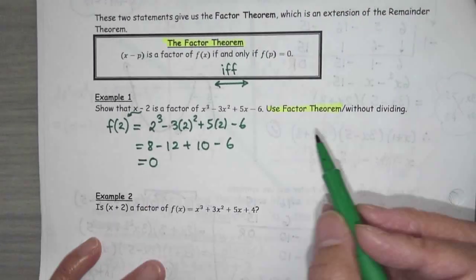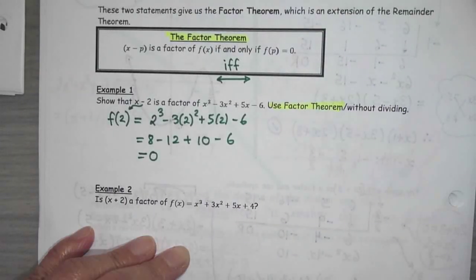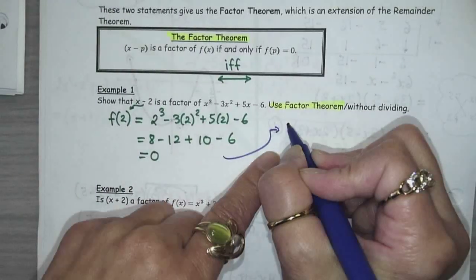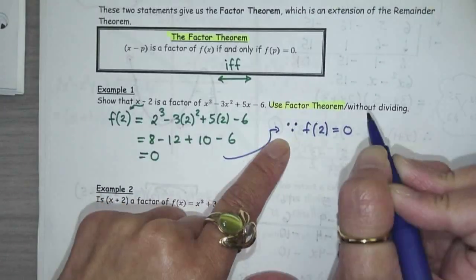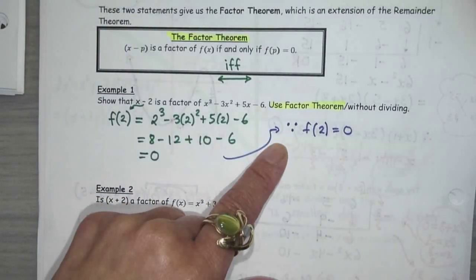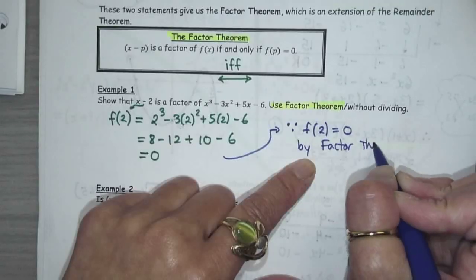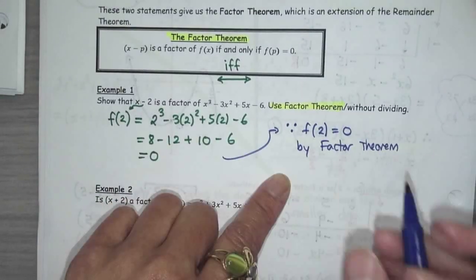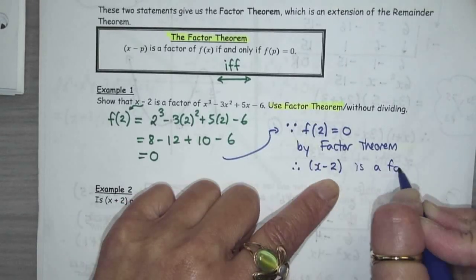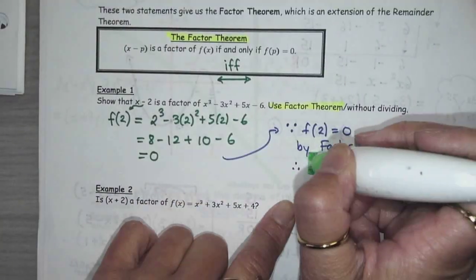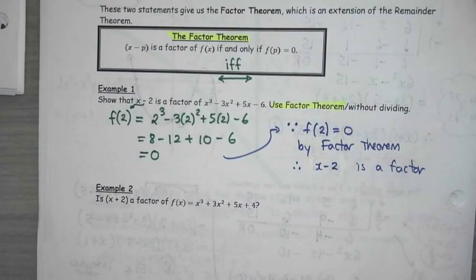So then, show that using the factor theorem. What's the factor theorem saying again? Since, okay, what did I just show? f at 2 equals 0, right? That the y value is 0. By the factor theorem, I'm just using a nice sentence, therefore, x minus 2 is a factor. I don't need the bracket. I don't know why I put the bracket. Okay, x minus 2 is a factor.